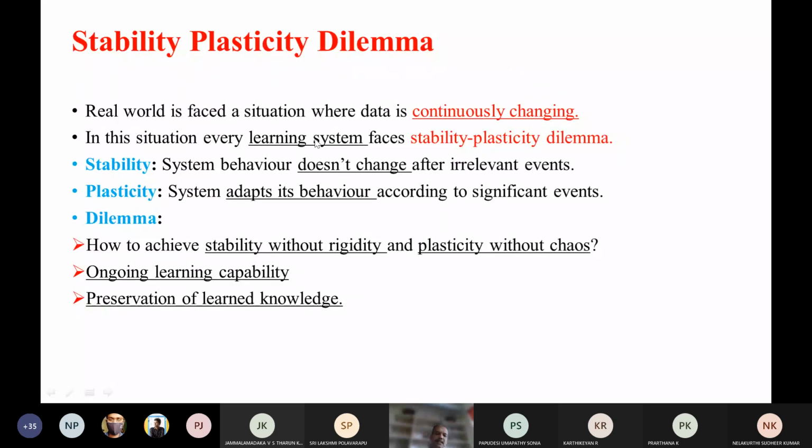In this situation, every learning system faces a stability plasticity dilemma. So what is the stability plasticity dilemma? System behavior does not change after irrelevant events. Whenever there is a continuous change as the days are progressing, I should not change my behavior. That is considered as stability. System behavior does not change after irrelevant events.